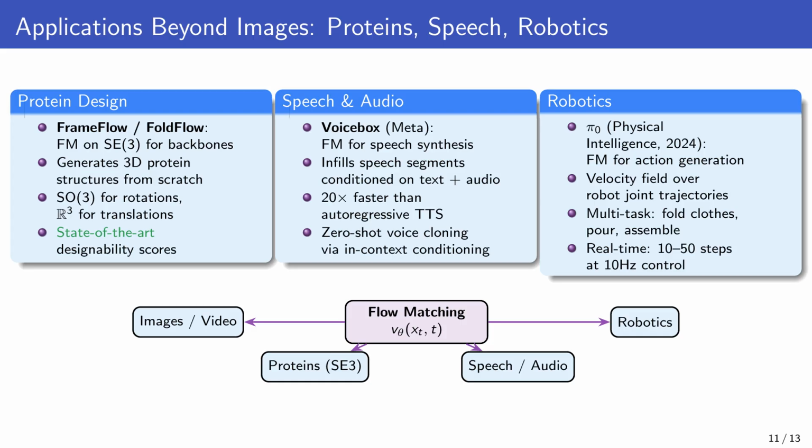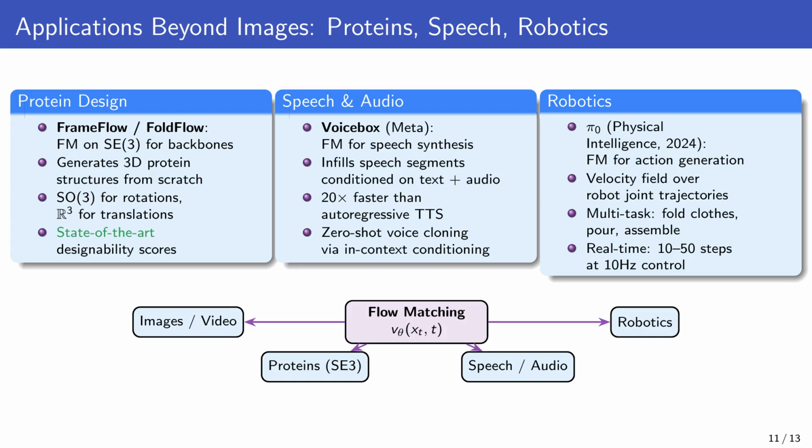Second, speech and audio. VoiceBox from Meta uses flow matching for speech synthesis. Instead of generating audio autoregressively token by token, it generates entire speech segments in parallel, conditioned on text and surrounding audio context. This makes it roughly 20 times faster than autoregressive text-to-speech systems. It can also do zero-shot voice cloning by conditioning on a short audio clip of the target speaker.